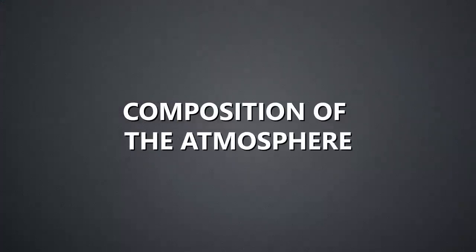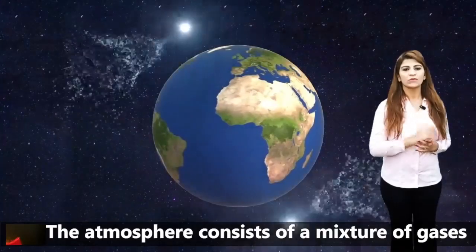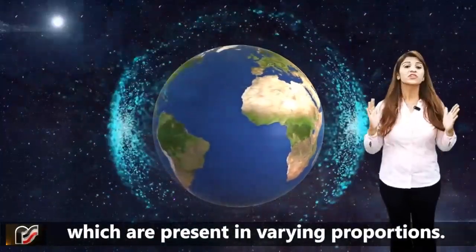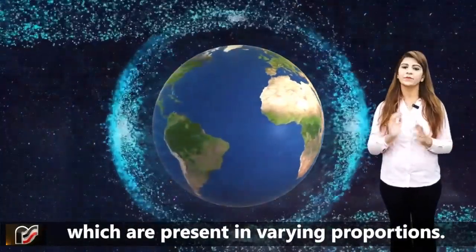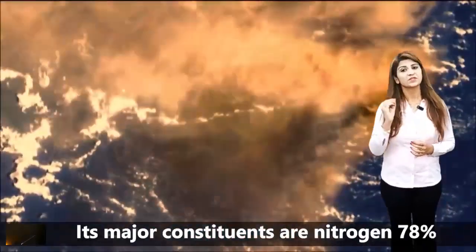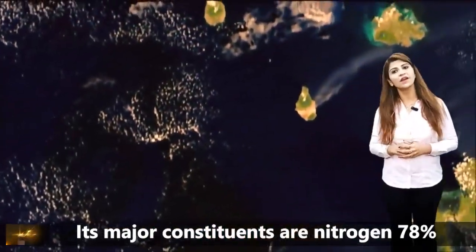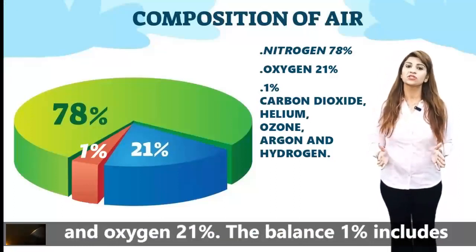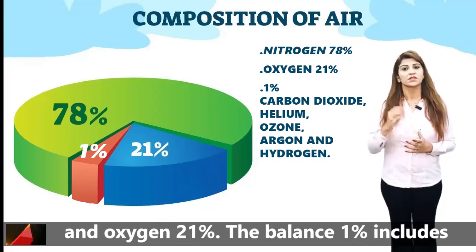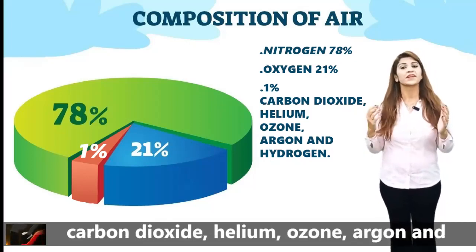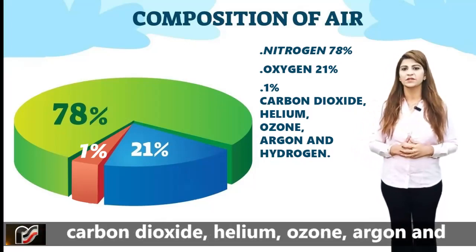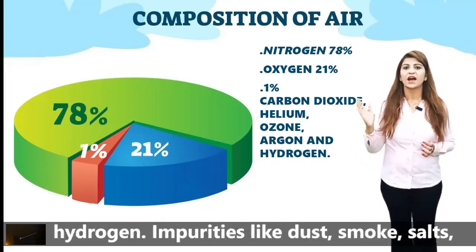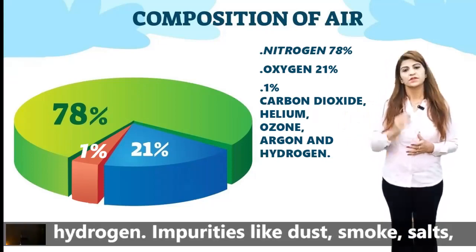Composition of the atmosphere. The atmosphere consists of a mixture of gases which are present in varying proportions. Its major constituents are nitrogen 78% and oxygen 21%. The balance 1% includes carbon dioxide, helium, ozone, argon, and hydrogen.